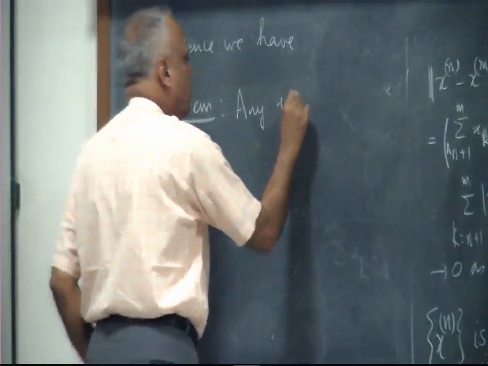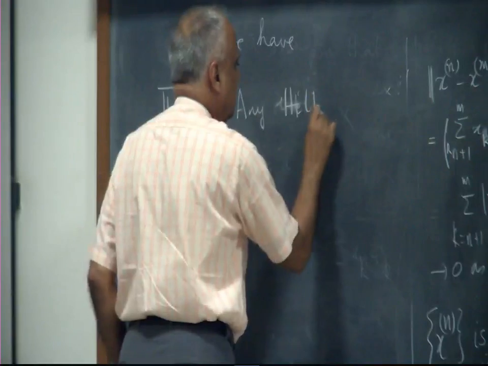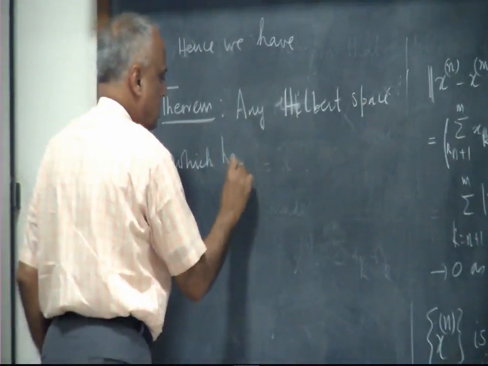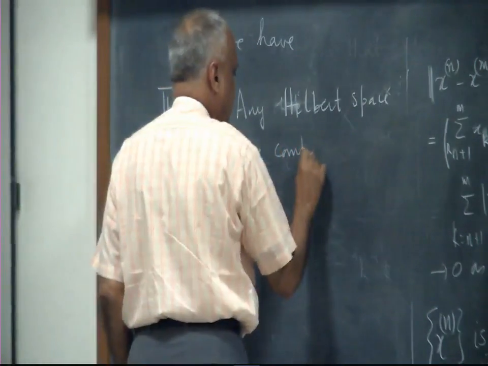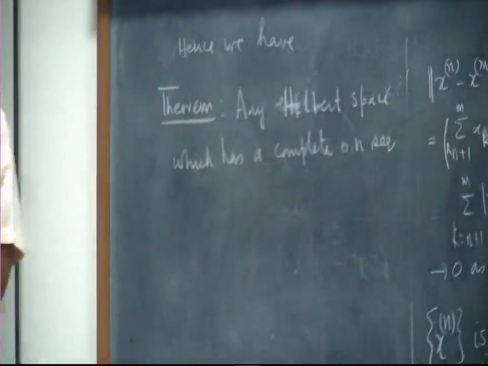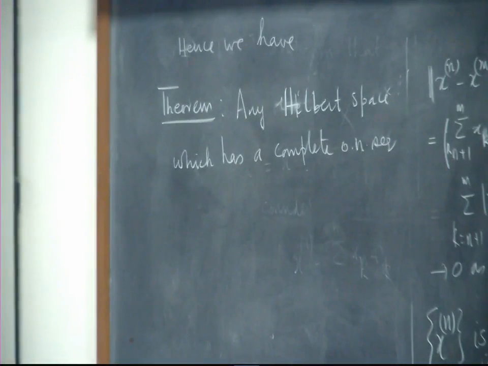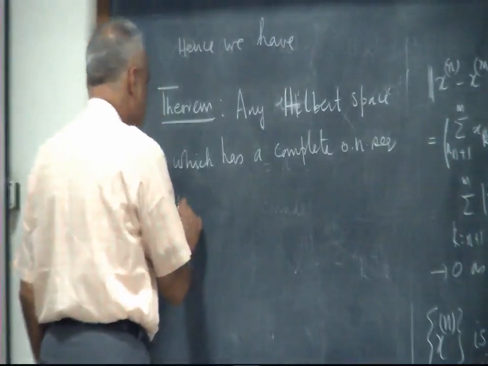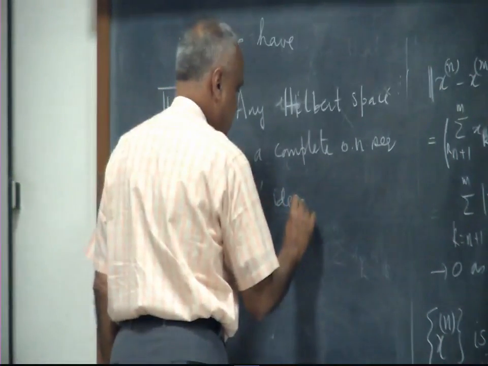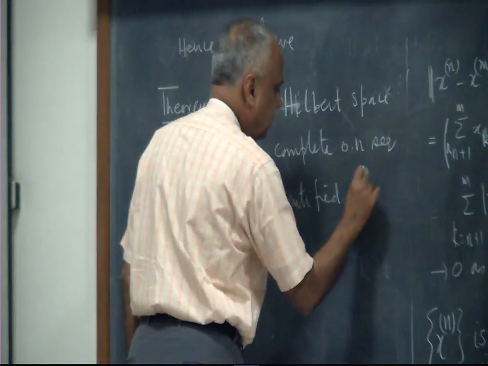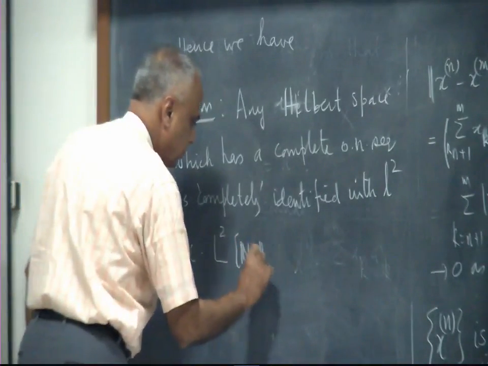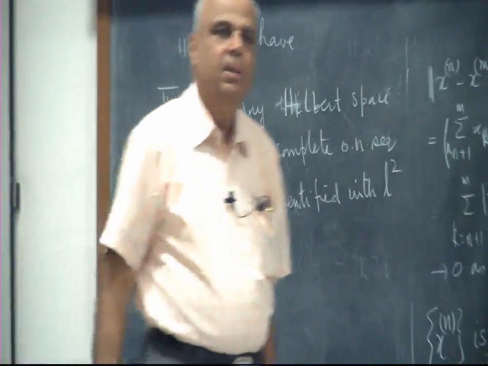Any inner product space, any Hilbert space which has a complete orthonormal sequence, that is, its Hilbert dimension is aleph naught, its Hilbert dimension is the dimension of the integers, is completely identified with little L2, that is, L2 of N. That is the essential theorem.